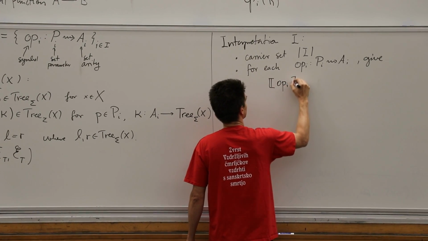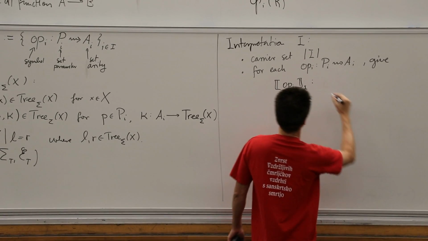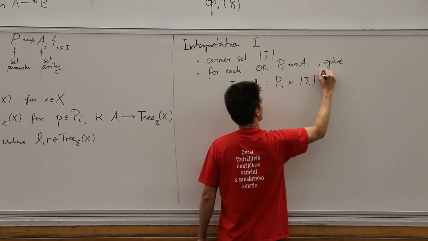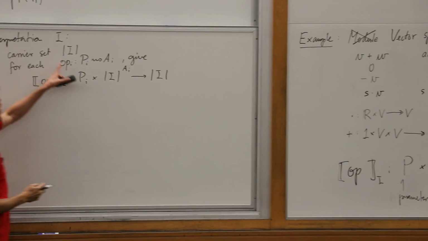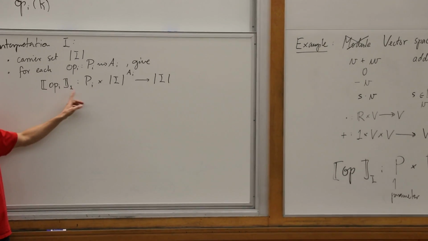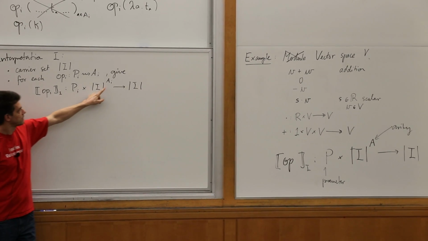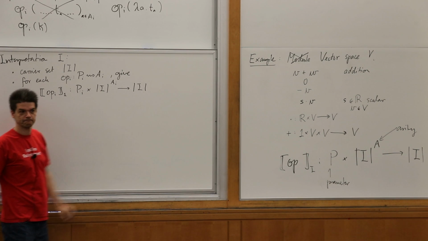op I, which goes from where to where? Well, that's the idea there. So from p_i cross A_i^{a_i} to A_i. So an operation symbol gets mapped to an operation, which is a map. It takes an extra parameter, then it takes a_i many arguments, and it produces a result.